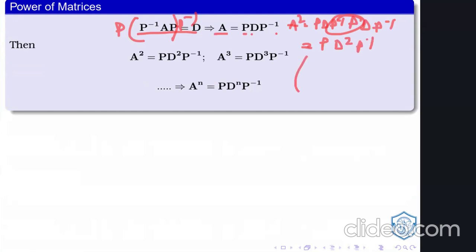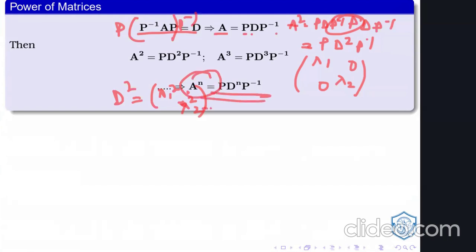Now, if D is a diagonal matrix, suppose the simplest example lambda 1, lambda 2, 0, 0, then D square will be nothing but lambda 1 square, 0, 0, lambda 2 square. Since it is diagonal, the diagonal elements will be squared. So any power of A I can easily find by this diagonalization. So this is one example.